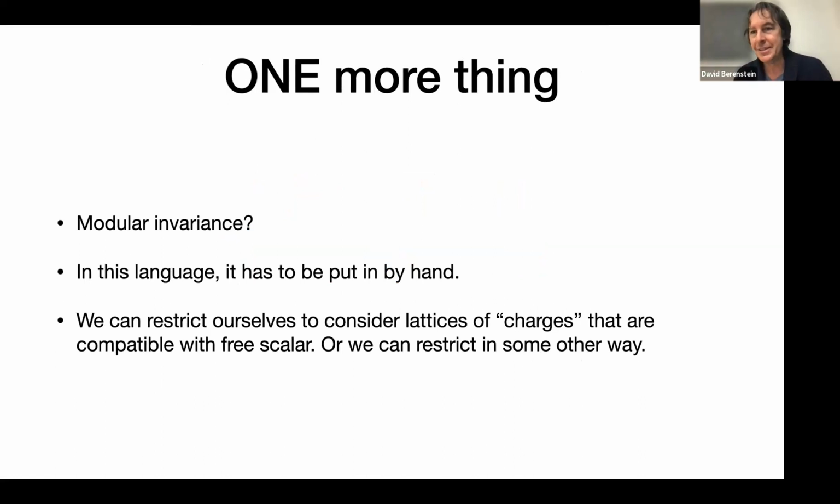And then one more thing, I now need to talk about modular invariance. T-duality, as presented so far, the usual story of T-duality is that we also need a modular invariant partition function. So in this language, I have to put it in by hand. I have to put in what the allowed correct C labels are. And we can by hand restrict ourselves to consider a lattice of charges that are compatible with a free scalar, or we can restrict it in some other way. But at this level, what I want to indicate is that you really need to know what these zero modes are doing, and all the physics is on the zero modes, and the rest kind of takes care of itself.